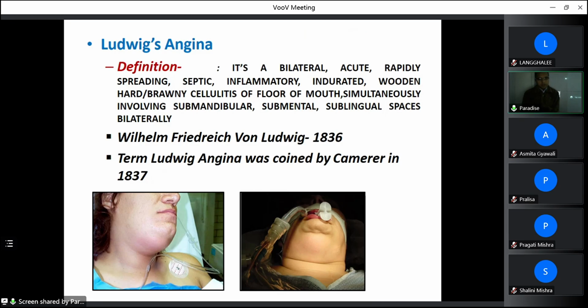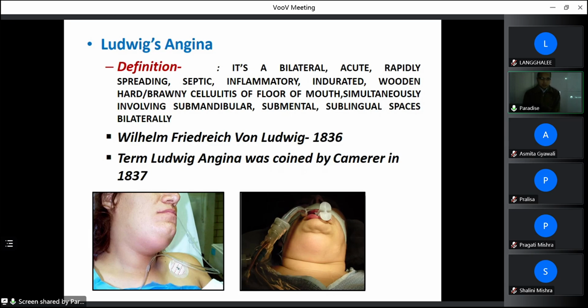Next is Ludwig's angina. By definition, it's a bilateral, acute, rapidly spreading, septic, inflammatory, indurated, wooden-hard, or brawny cellulitis of the floor of the mouth, simultaneously involving the submandibular, submental, and sublingual spaces bilaterally.